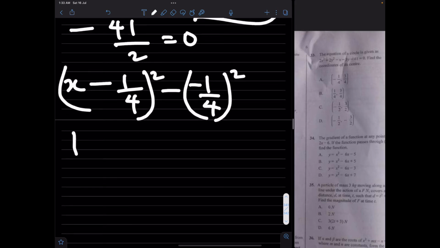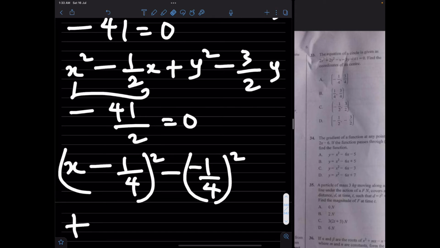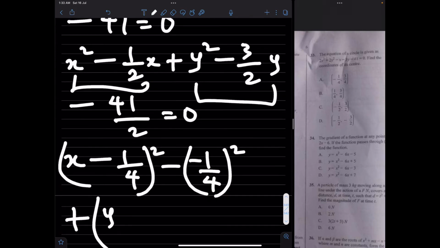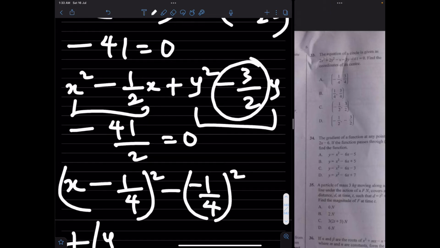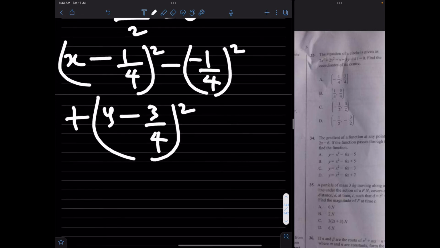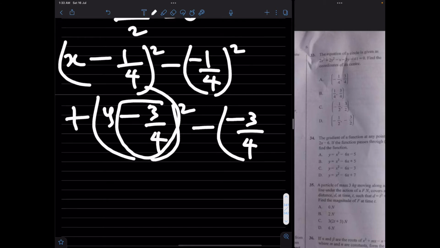Plus, how do I complete the square for y squared minus 3 over 2y? Just write y, open bracket y, and then add half the coefficient of y. The coefficient of y is minus 3 over 2. Half of that is minus 3 over 4. That's what I'm going to add here, minus 3 over 4, and we square the whole of that, minus the square of minus 3 over 4.